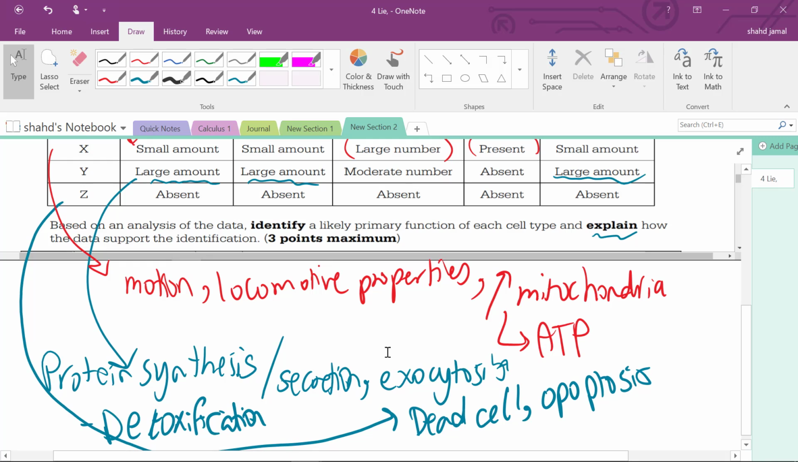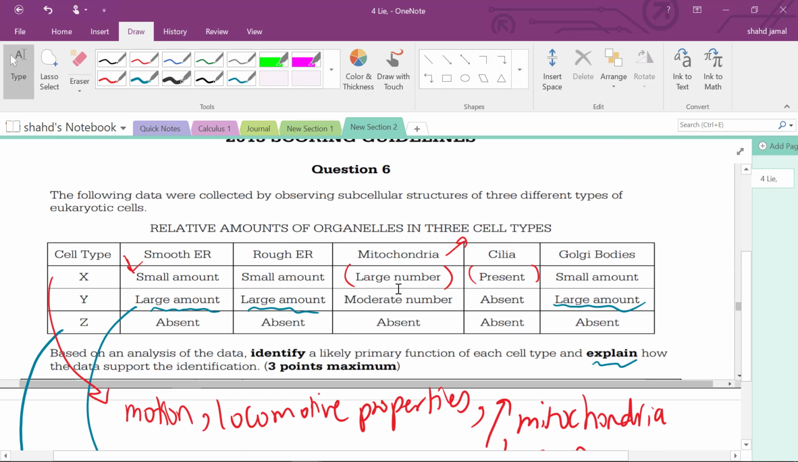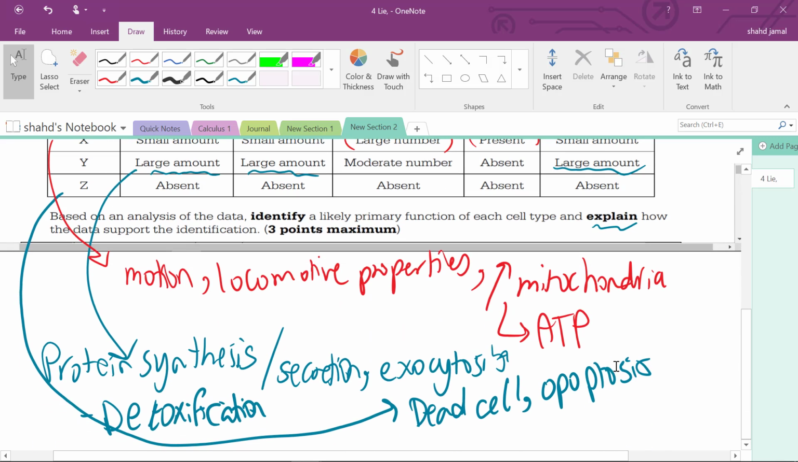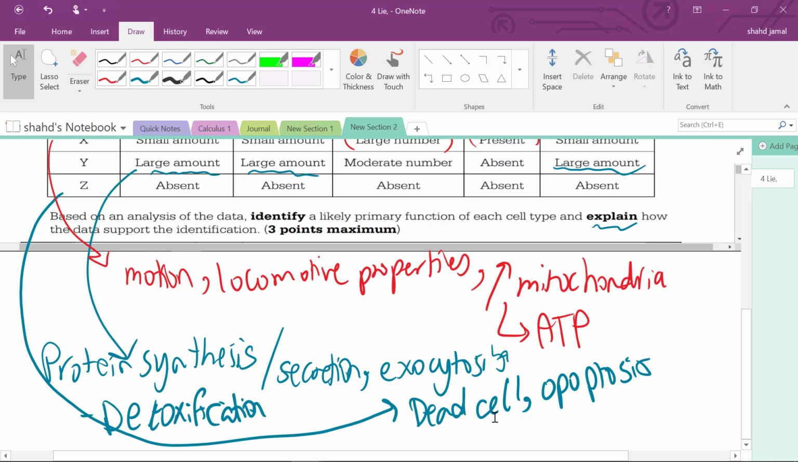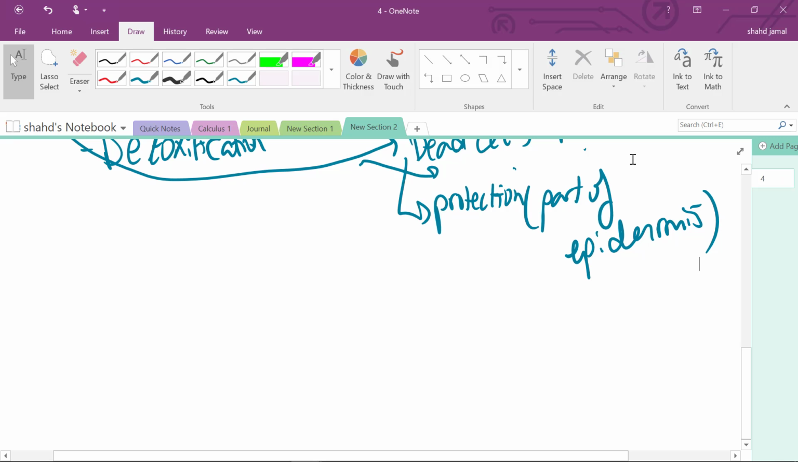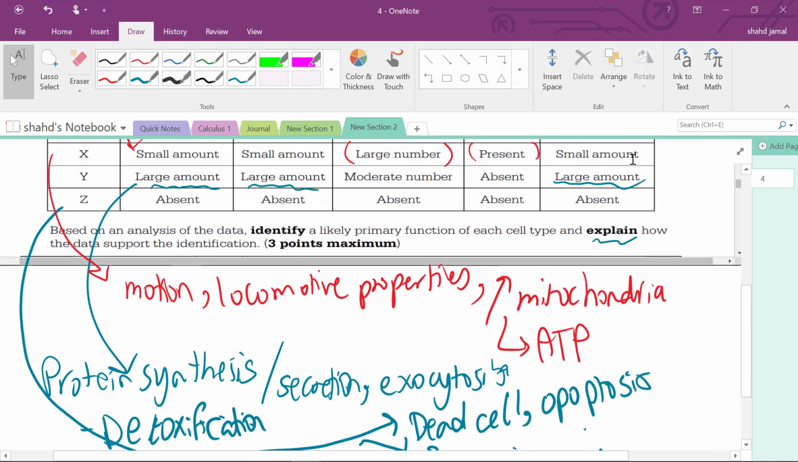Or you can talk about how it's a cell that's made for protection, probably at the top layers of the skin or something like that. So it doesn't need to move, it doesn't need to synthesize any sort of protein, lipids, or hormones, and doesn't need to store any proteins as well. But honestly, it could be for storage as well, by the way. So you could just say that it has no function, it's a dead cell, or it's undergoing apoptosis, or you could say that it's for protection, and it's part of the epidermis.